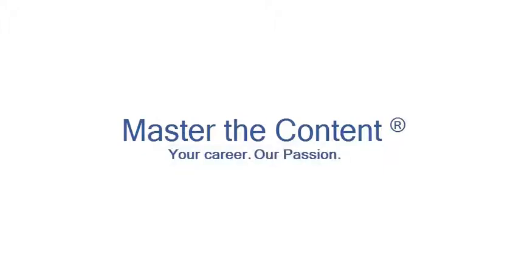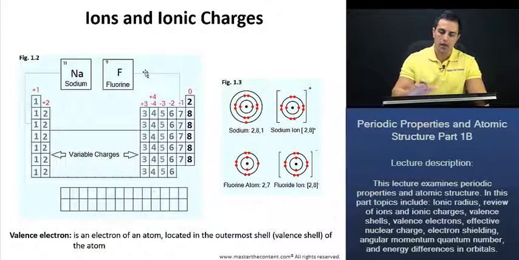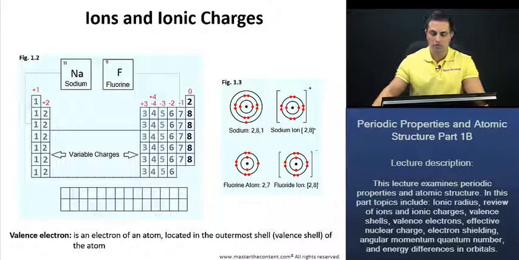Your career, our passion. Example: ionic radius. Which element has an ionic radius that is smaller than its atomic radius? To really understand this question, we first need to figure out what an ionic radius is, and in order to do so, it's a good idea to look at valence shells, valence electrons, and various trends on the periodic table. And we'll talk about ions and ionic charges as well. So let's do that first, and then we'll come back to our question.